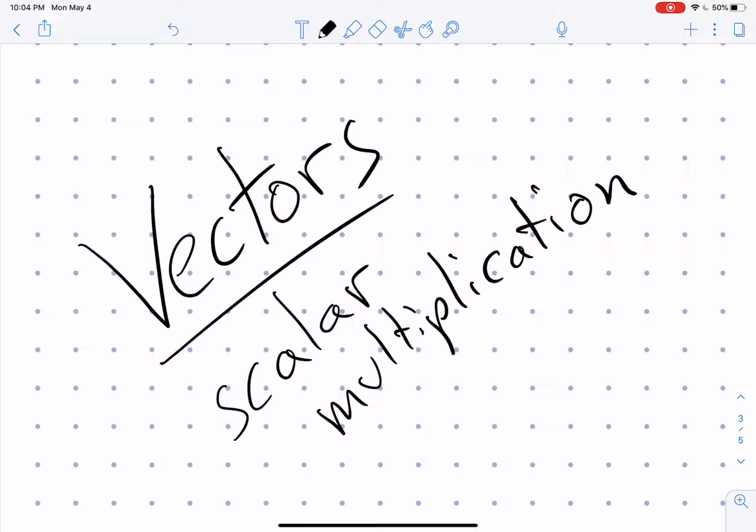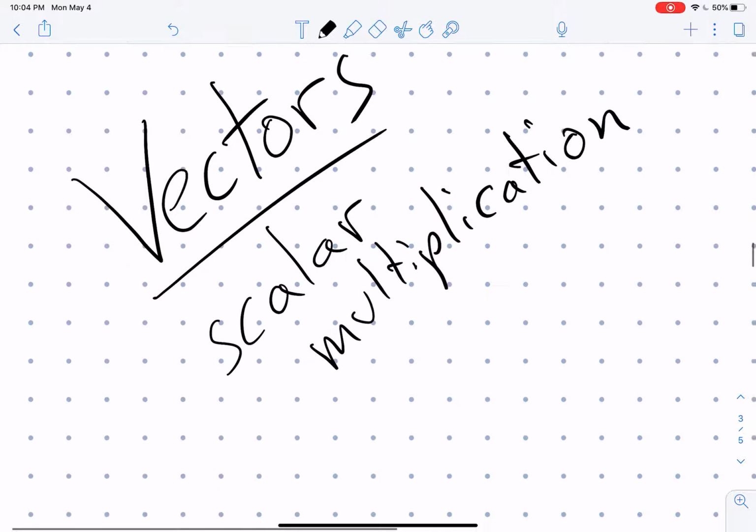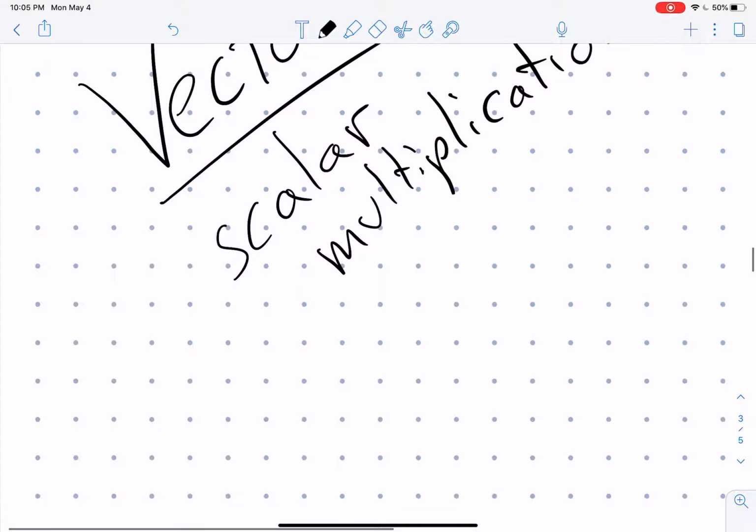Okay, let's talk about scalar multiplication of vectors. The basic idea is pretty simple. A scalar is just a number, a real number. And a vector is a vector. And scalar multiplication means multiplying a real number times a vector.